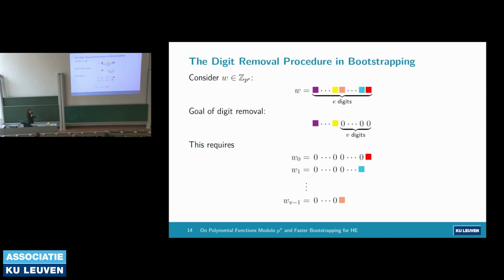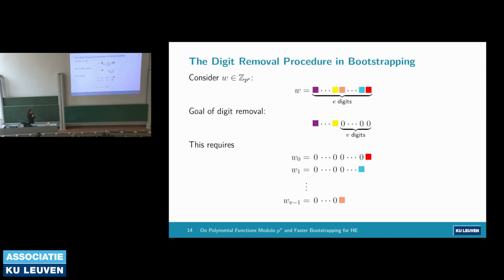Besides optimizing the digit extraction function, we also optimize the digit removal procedure. Given an integer w modulo p to the power of e, the goal of digit removal is to zeroize the least significant v digits. And this procedure requires us to extract these digits w0 up to w v minus 1, one by one. However, to control the depth of the whole procedure, we actually need to do more than v digit extractions.